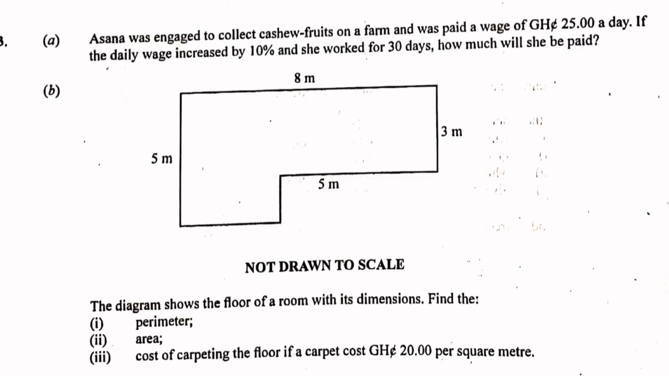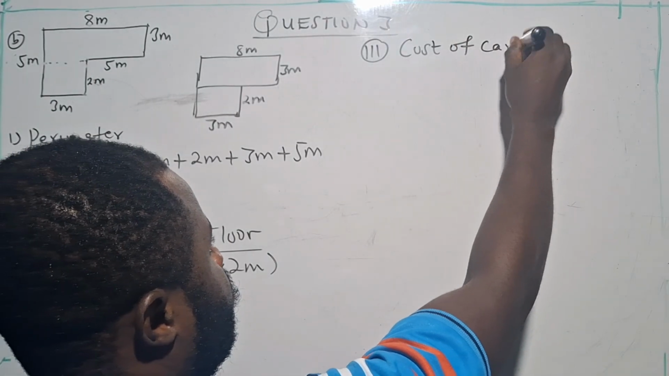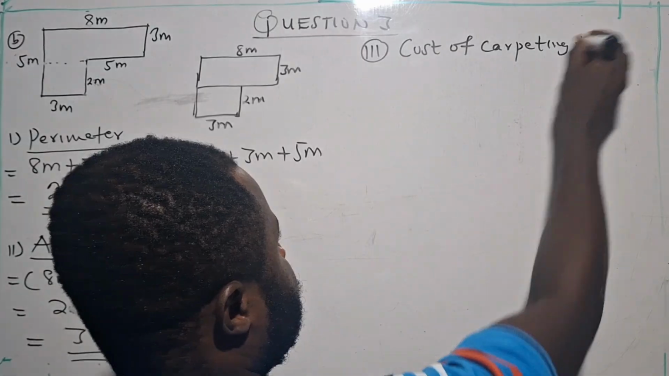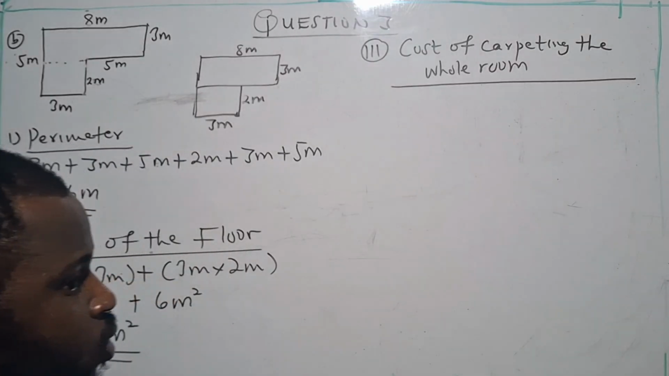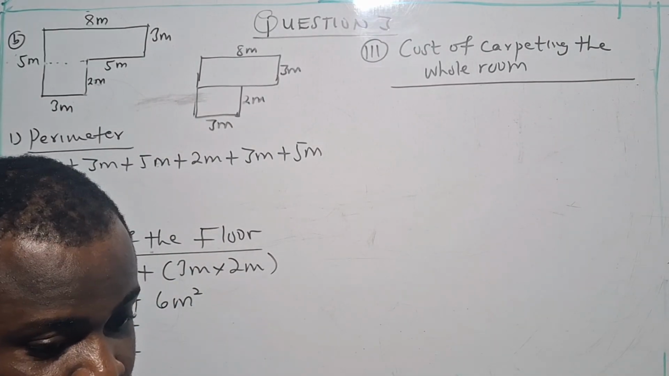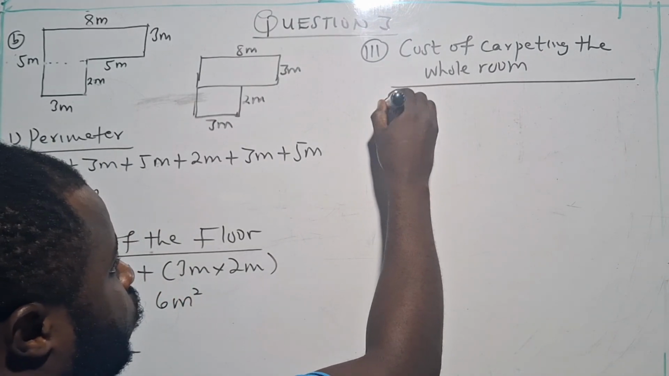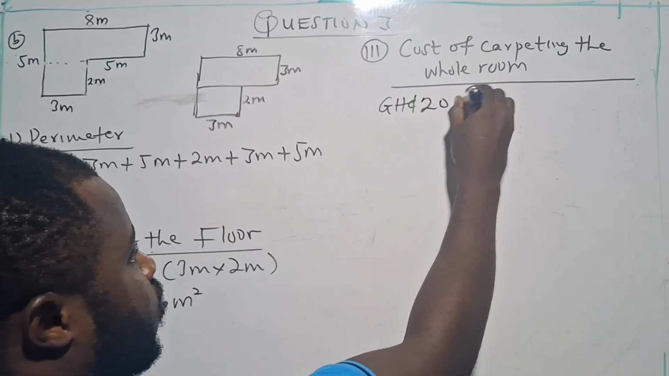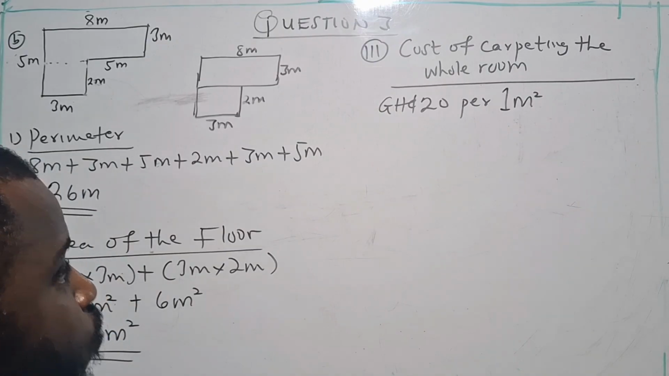So the next is the cost of carpeting the floor. If a carpet costs 20 cedis per square meter, find the cost of carpeting the whole room. Yes, the whole room. And the cost of the carpet was 20 cedis per 1 meter square. This is simple logic.